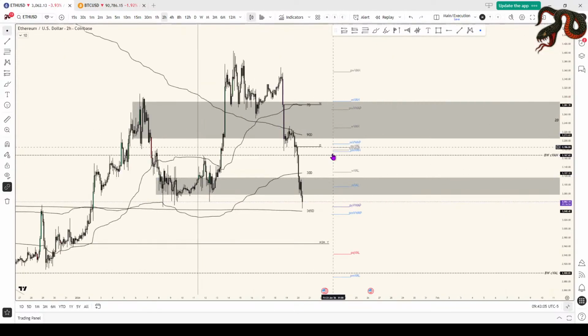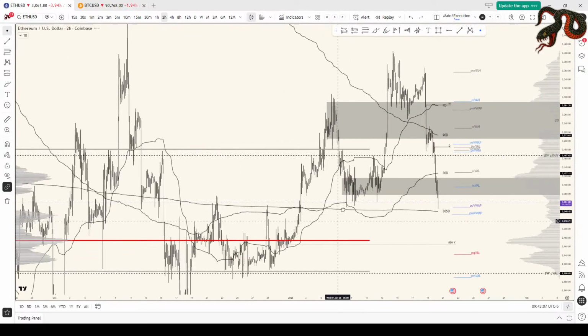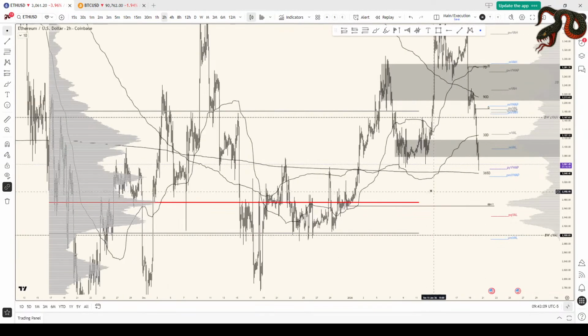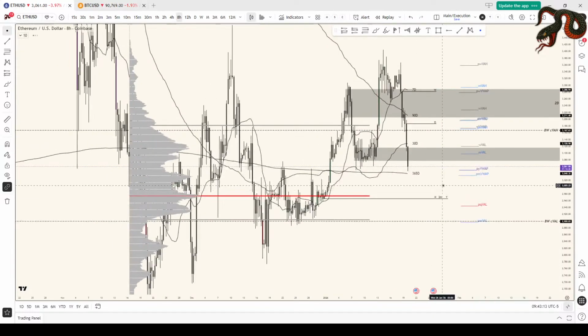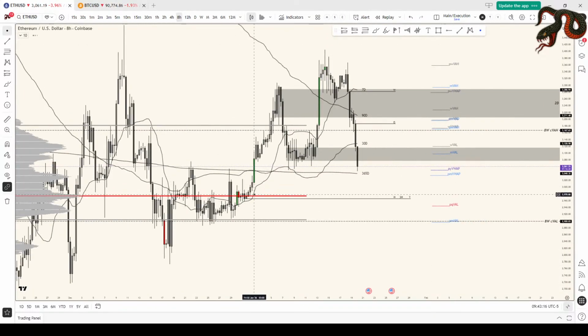Ethereum, I haven't charted in a while. Ethereum looks pretty dead too. Acceptance there. I can't remember the last time I sent an Ethereum chart. Same thing for Ethereum though. I would expect this is where it finds support: previous quarter VAL, POC, yearly open.